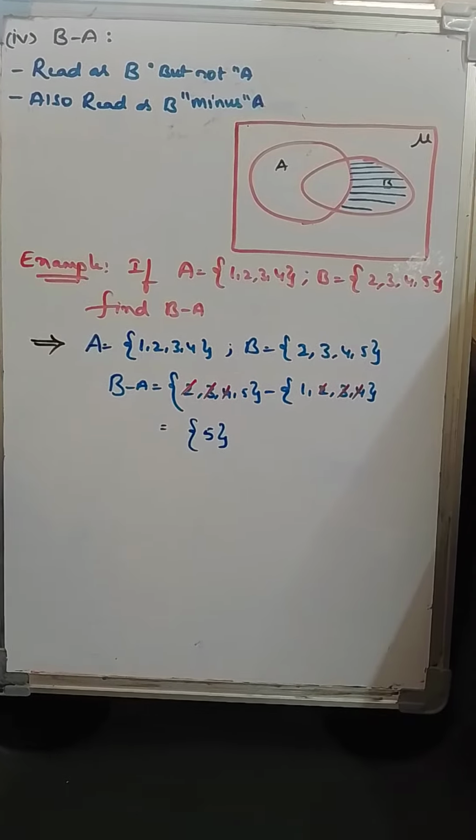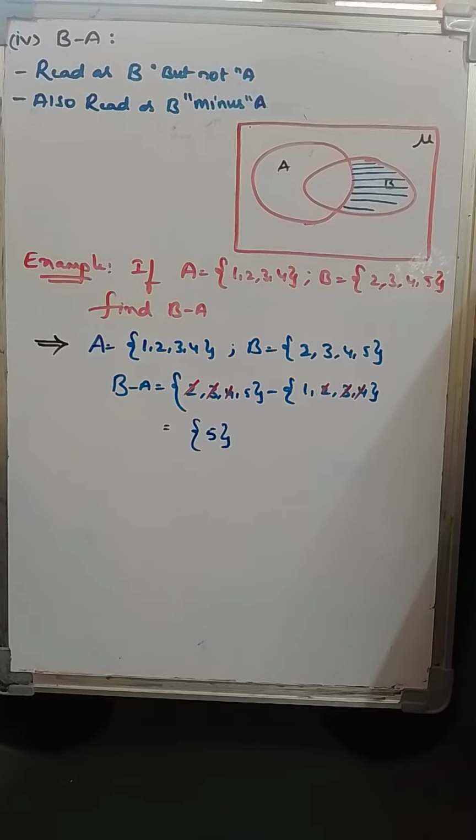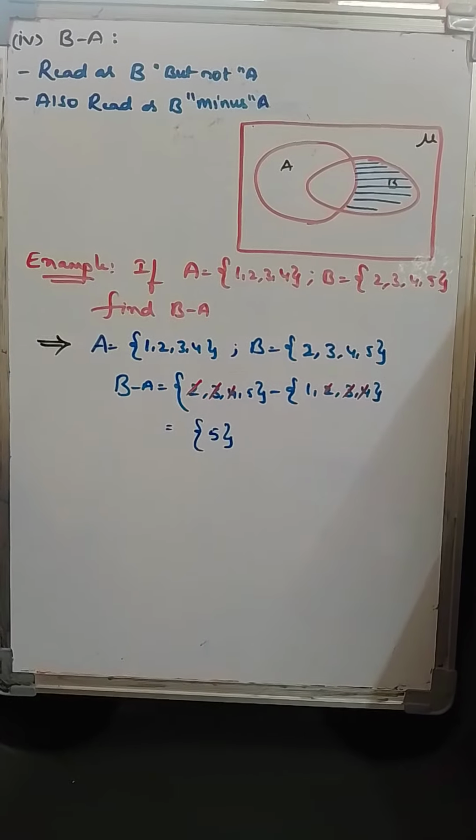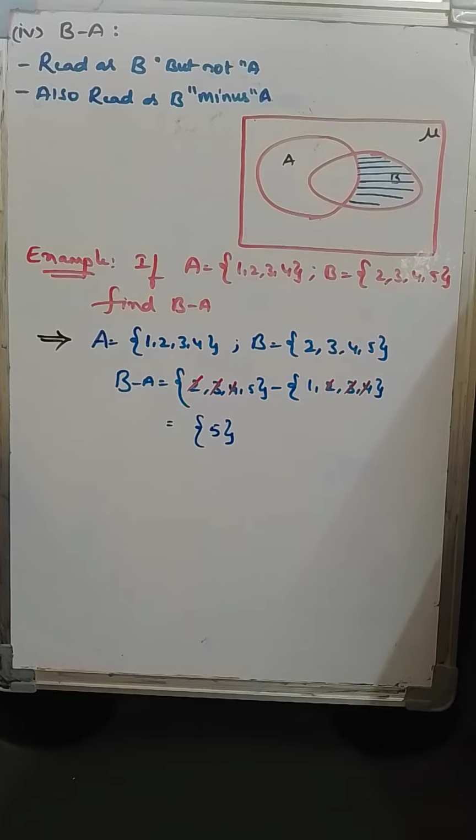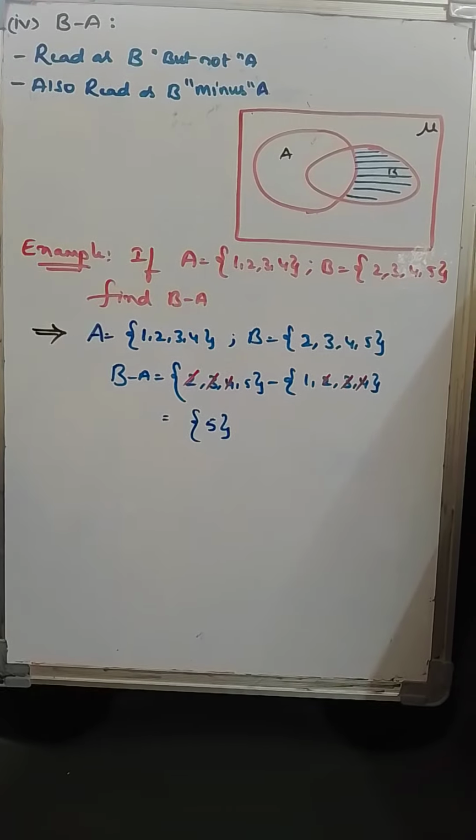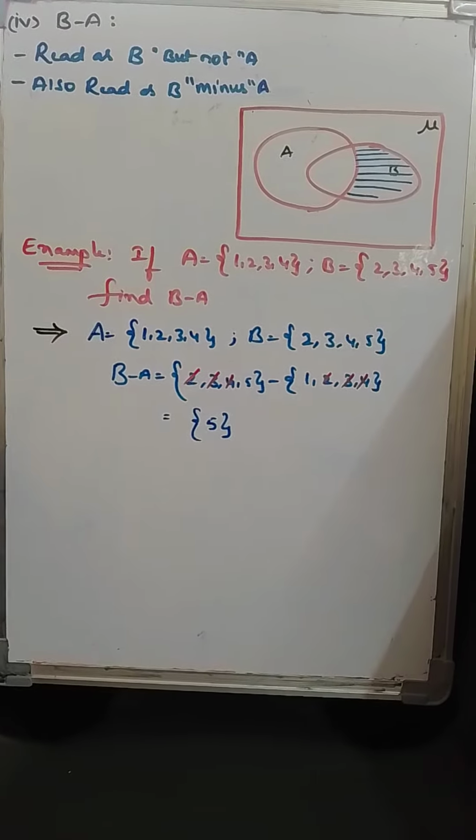Today we are going to discuss Venn diagrams, that is B minus A. What is B minus A? B but not A. We read it as B but not A. It is also read as B minus A.